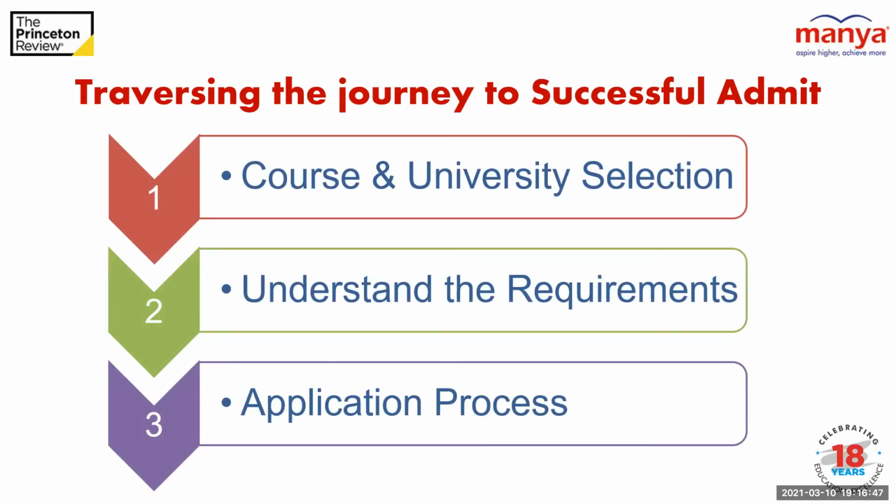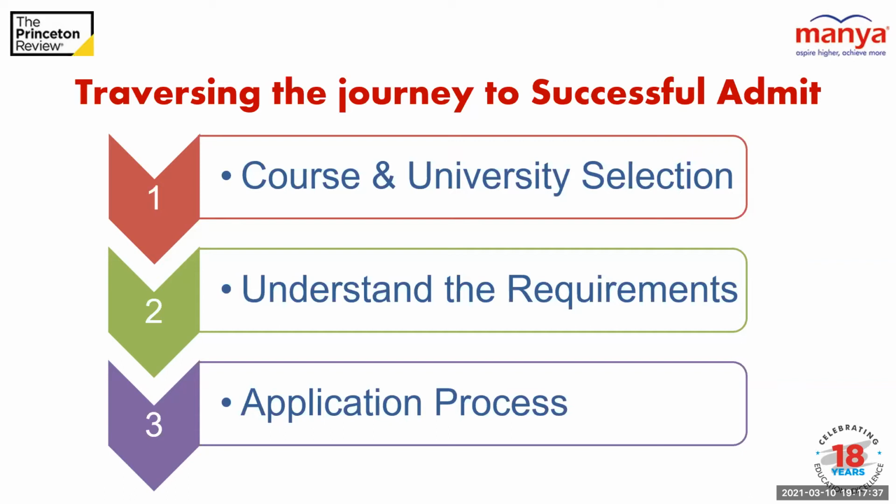So, to be able to get into a university overseas, I have divided it into 3 important tasks. First task being the course and university selection. Second being understanding the requirements in detail. And third is the application process itself. Now we'll go into detail into each of these, but the first section deals with what it is that you need to do to arrive at the right decision as to which university and which courses you should be applying to.